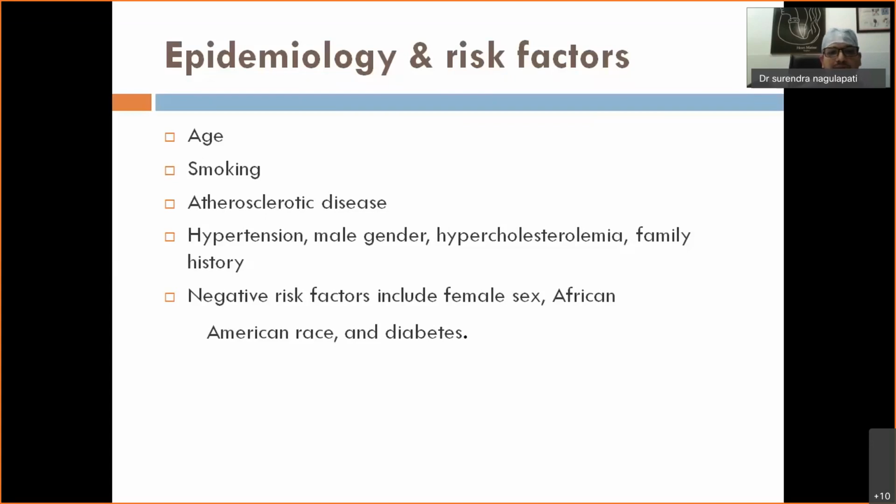Other risk factors are atherosclerotic disease, hypertension, male gender, hypercholesterolemia, and family history. For family history, first-degree relatives of an abdominal aortic aneurysm patient have a 20% chance of getting an abdominal aortic aneurysm. And the negative risk factors include female sex, African American race, and diabetes.